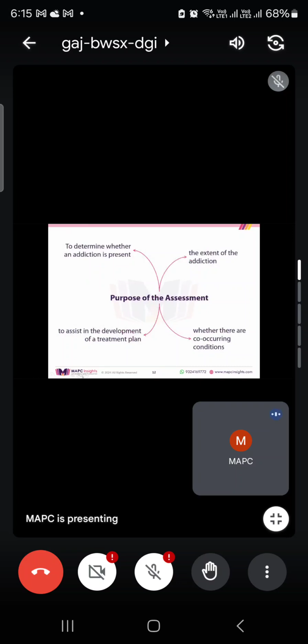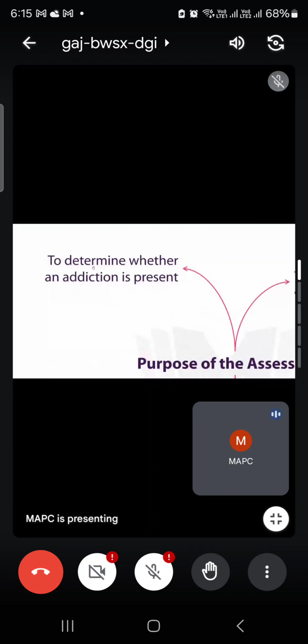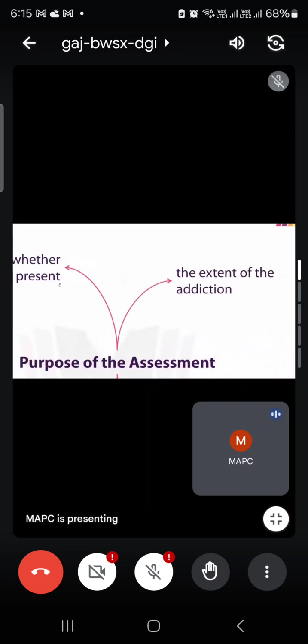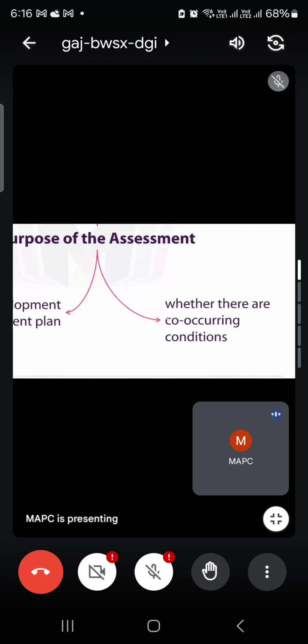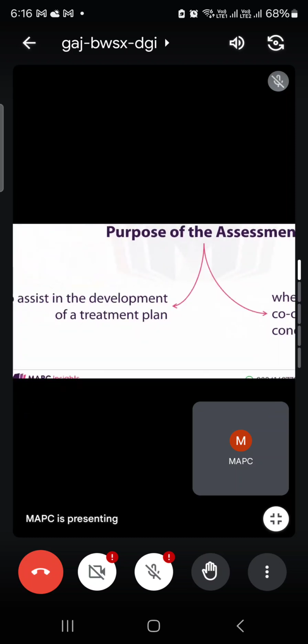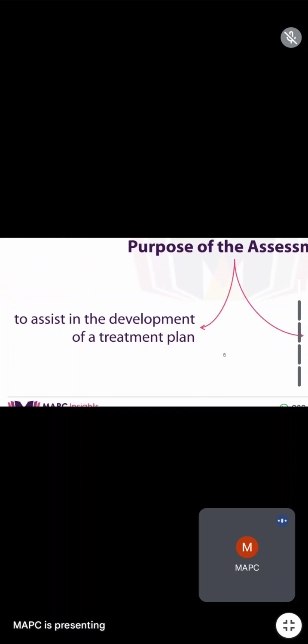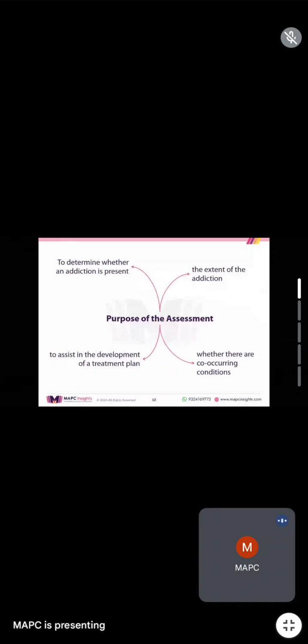The purpose of the assessment is to determine whether addiction is there or not in the first place, whether the person is addicted or not. That's what we need to find out. The extent of the addiction, is it mild or severe? Whether there are co-occurring conditions along with the addiction, are there any signs of depression or anxiety or any other psychological issue? And this assessment assists us to develop the treatment plan. So these are the purposes of assessment.